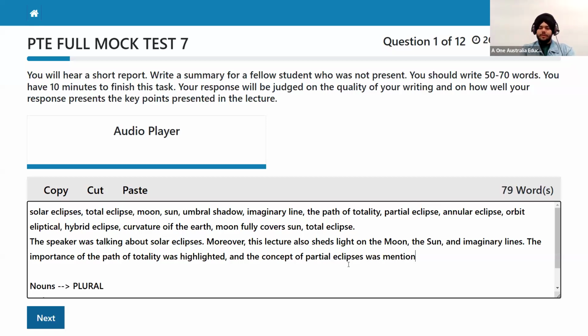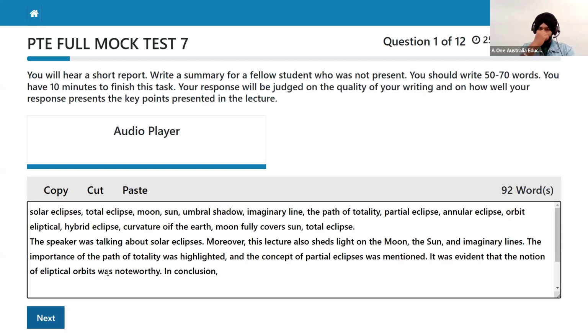was mentioned. It was evident that the notion of, now I can write annular eclipse, or I can write orbit, that the notion of elliptical orbits was noteworthy. Now, guys, in conclusion, I'll write one sentence from the lecture.